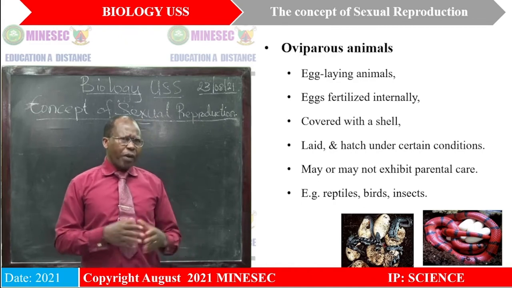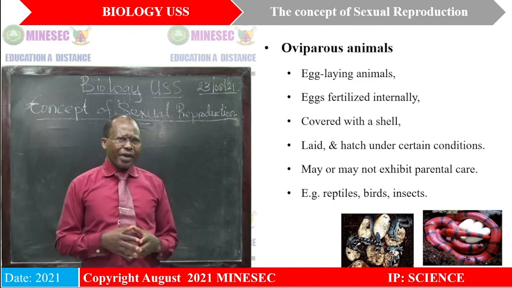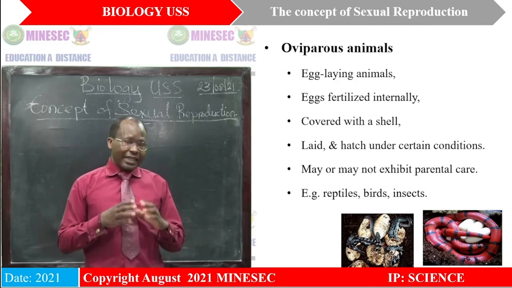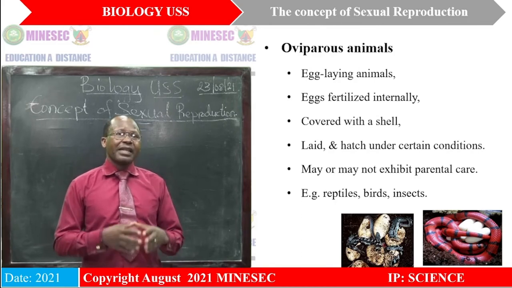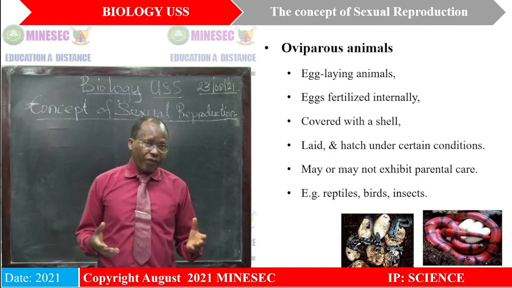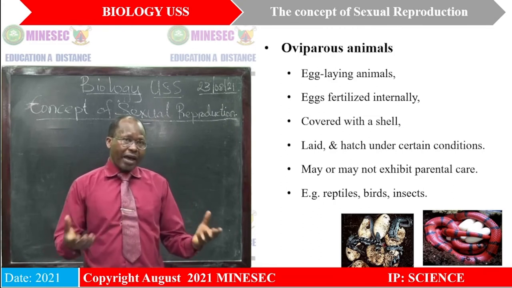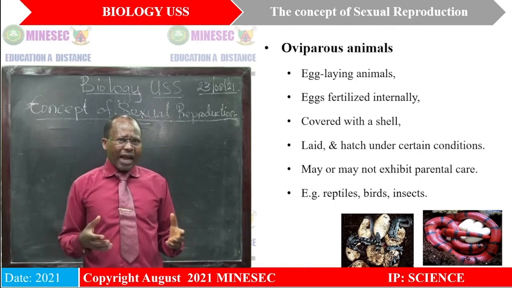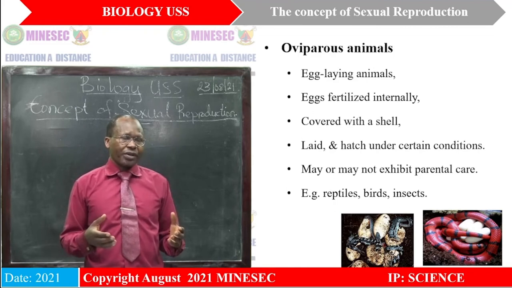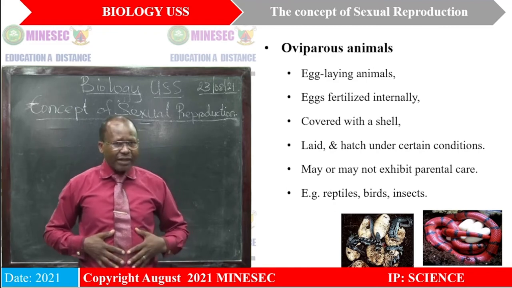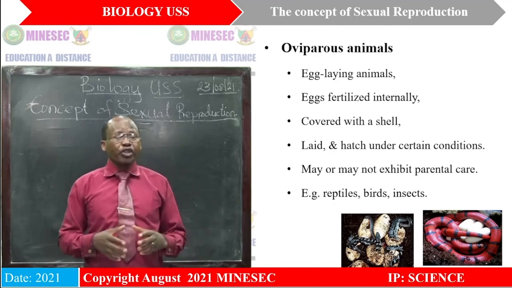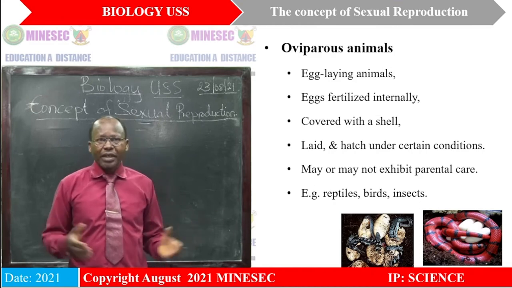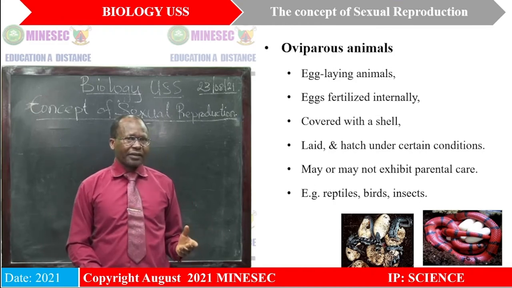We also have oviparous animals. What does this mean? This refers to egg-laying animals. And in these animals, the eggs are fertilized internally, just like in humans, but these eggs are covered with a shell. Like you have the eggs of birds that we buy every day and eat. And then these eggs, when they are laid, they hatch under certain conditions. They do not hatch inside the body like in the humans, but they hatch outside, and the conditions have to be provided. And this is what is called the incubation period. This commonly takes place in reptiles, in birds, and some insects.